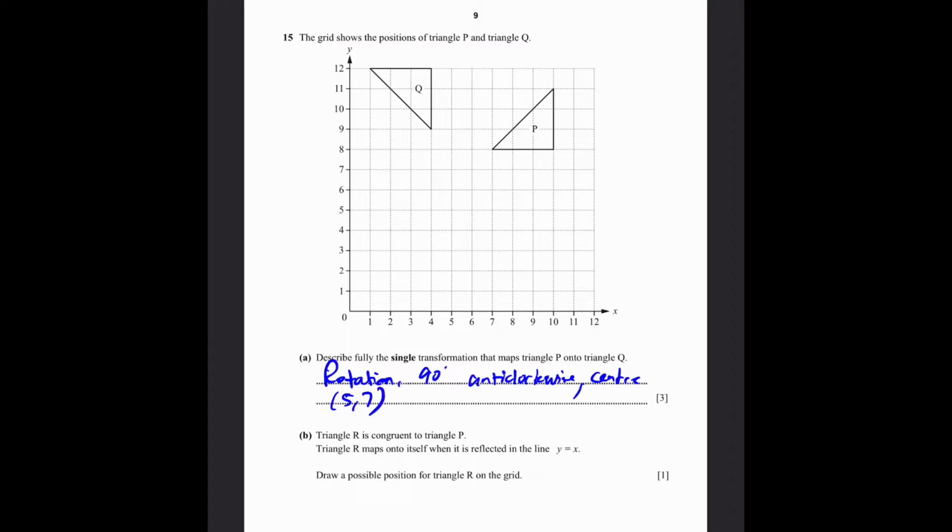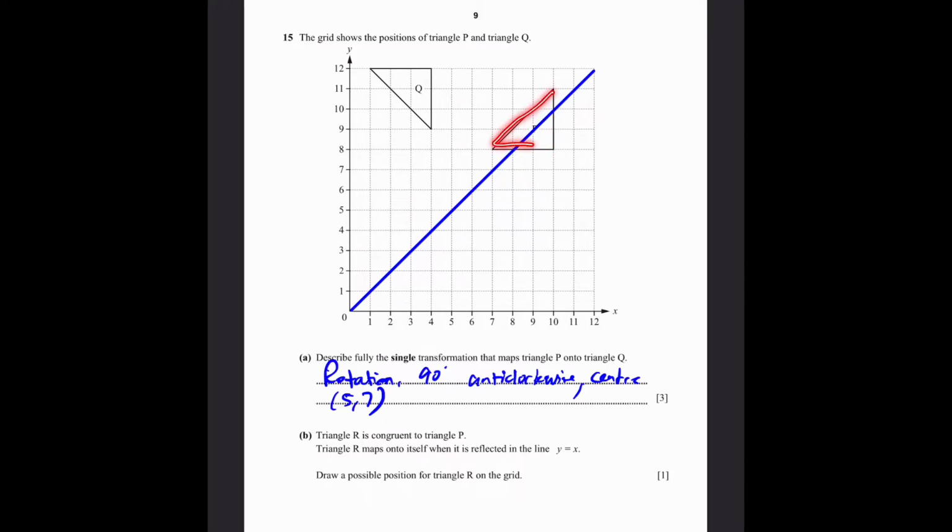That's the answer. B. Triangle R is congruent to triangle P. Triangle R maps onto itself when it's reflected in the line y equals x. Draw a possible position for triangle R on the grid. So first let's draw the line y equals x for good reference. So this is y equals x. And now triangle R is congruent to triangle P.